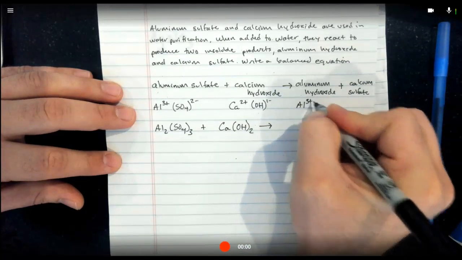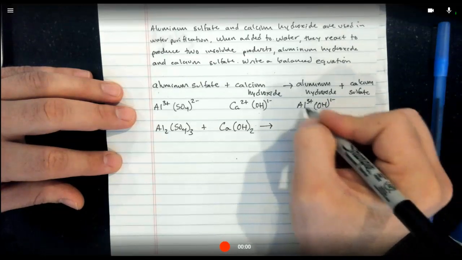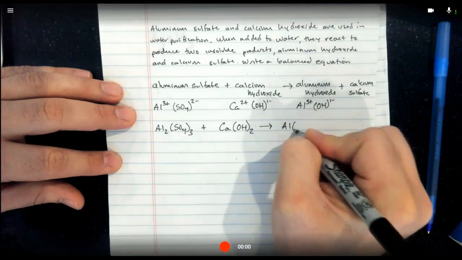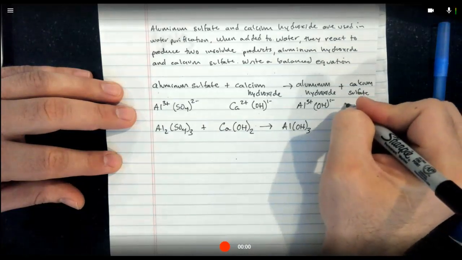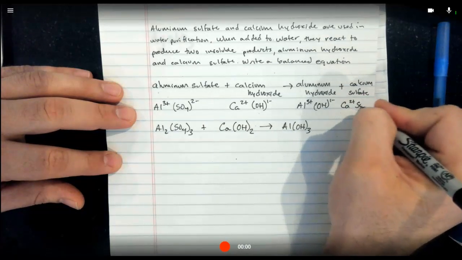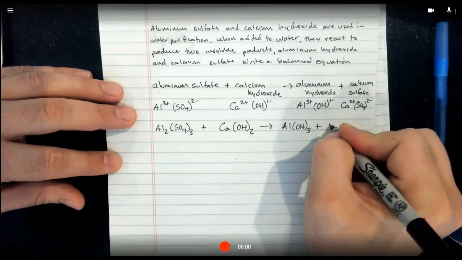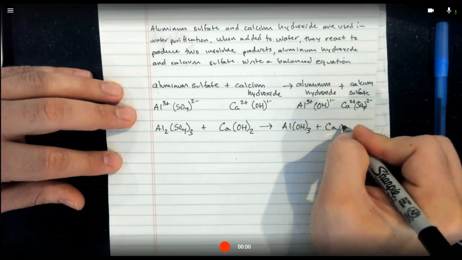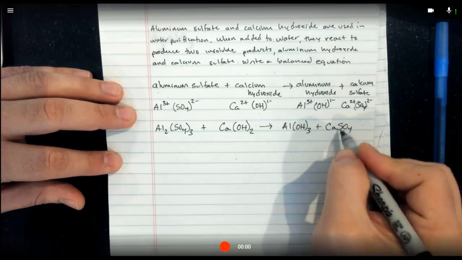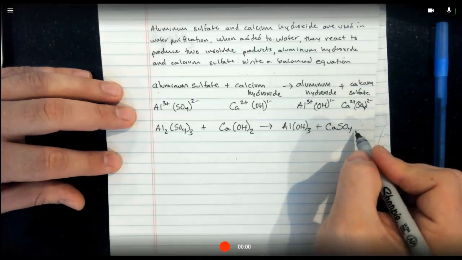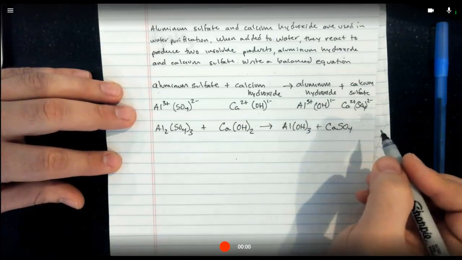Aluminum has a 3 plus charge. Hydroxide has that 1 minus charge. Do our switcheroo, we end up with Al(OH)3. And then calcium has a 2 plus charge. Sulfate has a 2 minus charge. So once we do the switcheroo and clean it up, those 2's will cancel out and we end up with CaSO4. Now we don't have parentheses around this sulfate because the subscript outside the parentheses would be a 1, negating the need for the parentheses here.